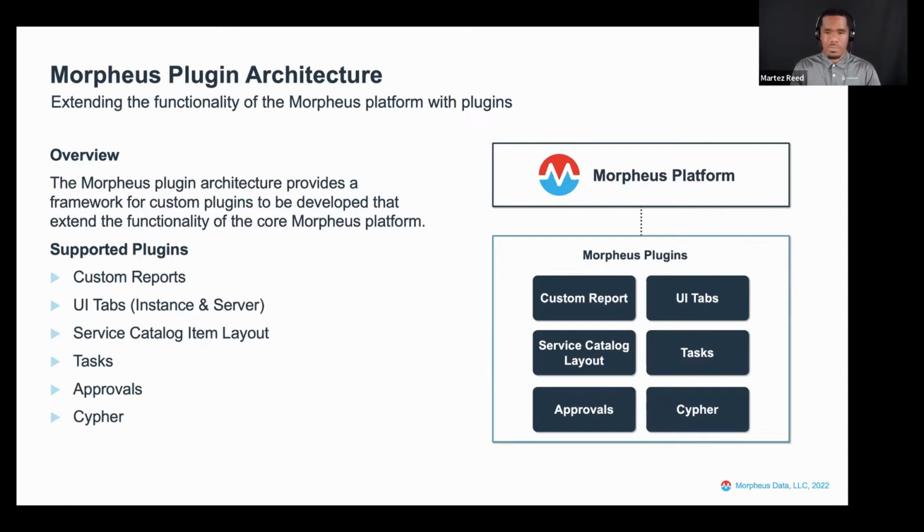Custom reports is one of them. UI tabs is another one, so instance as well as server tabs can be customized from the platform perspective. Custom service catalog layout, custom tasks, custom approvals, custom Cypher. There are various plugins available from the plugin architecture standpoint within the Morpheus platform to augment the out-of-the-box capabilities of the platform.